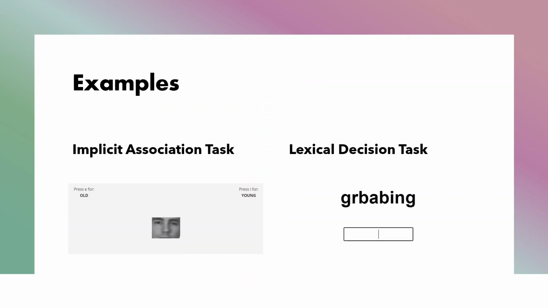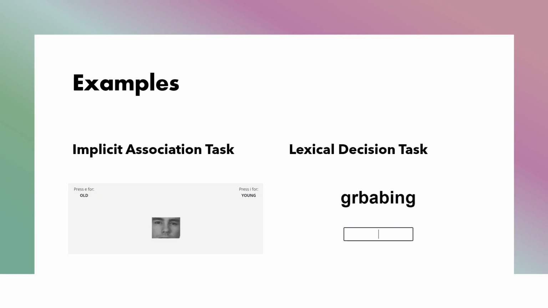So just as a couple of examples, on the left-hand side we have this implicit association task that I mentioned earlier. In this particular version, this is using images to classify something as old or young. The screen grab here is a picture of a young person. So the idea is you would show the image to a subject, and their job would be to press the E for old or I for young as quickly as possible.